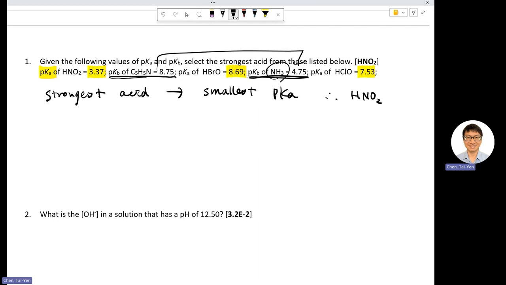Okay, so that's question number 1. Make sure you have this concept. The smaller the pKa, the stronger the acid. The smaller the pKb, the stronger the base.